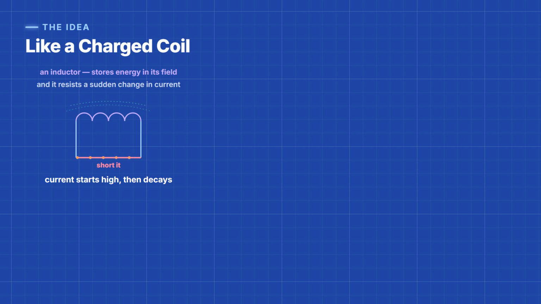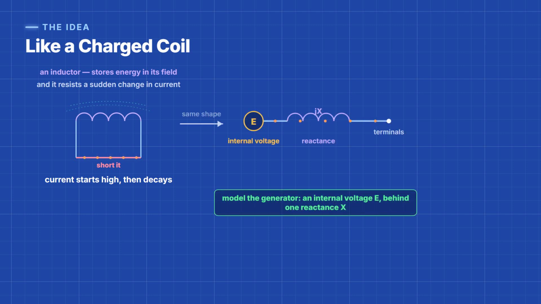A generator does the same thing, on a much larger scale. Its spinning rotor keeps the field charged, so we model the generator simply, an internal voltage, call it E, behind a reactance, X, which is its opposition to a change in current. A source and one impedance. This is the same shape we used for the transformer.